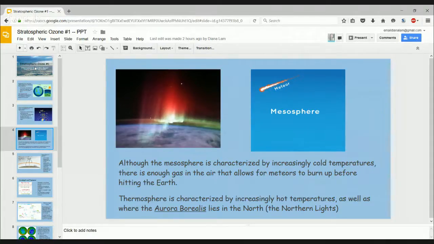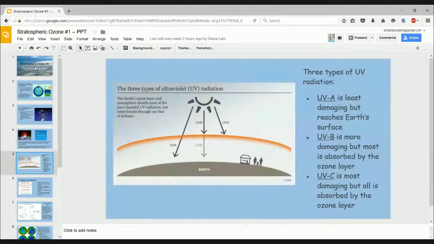shifting gears a bit to light radiation, there are 3 types of ultraviolet radiation: UVA, B, and C. UVA is the least damaging and reaches the Earth's surface. UVB is damaging, but it's mainly absorbed by the protective ozone layer. And UVC, the last type of UV radiation, is the most damaging. But worry not, because all of this radiation is absorbed by the ozone layer. So our ozone layer and stratosphere play very important roles, for without them, all of us would probably be victims to the sun's harmful UV rays.